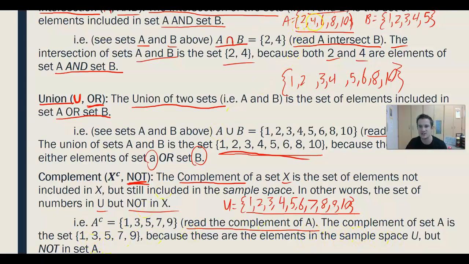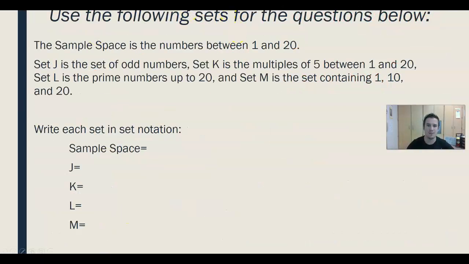So in set A, I had 2, 4, 6, 8, and 10 up here. So I don't want 2, 4, 6, 8, or 10. All that's left in the sample space that's not already in set A is 1, 3, 5, 7, and 9. So that's the complement. The complement of a set is the set of elements not included in X, or in A or B, whatever set you're talking about, but still included in the sample space. Okay, let's look at some problems here.